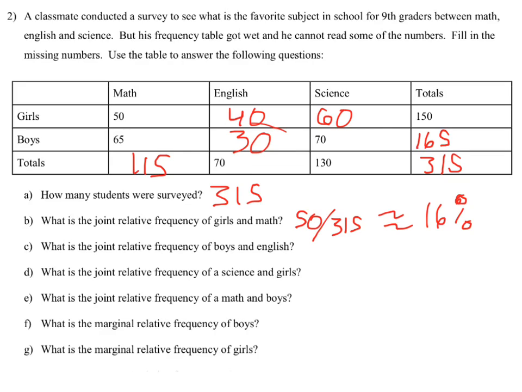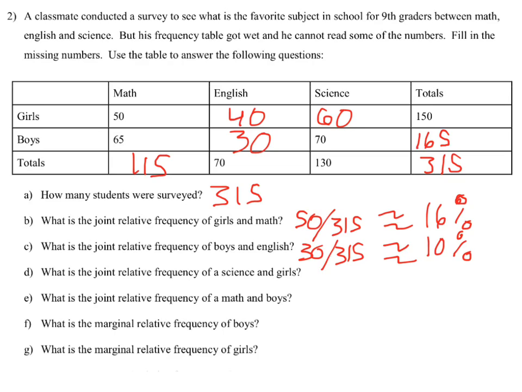Boys and English, that's right there, 30. So you have to do 30 divided by the 315. That's going to give you about 10%. Round up on both of those.